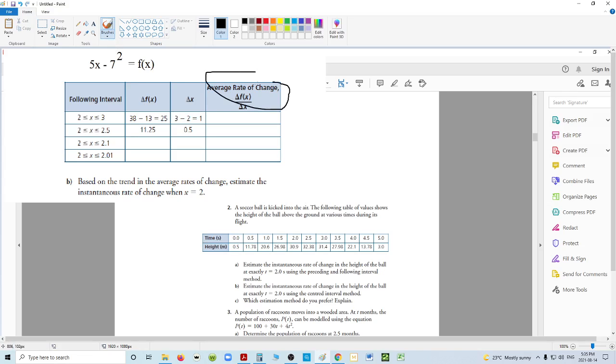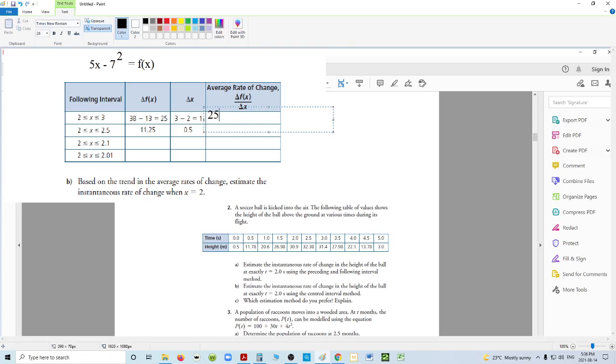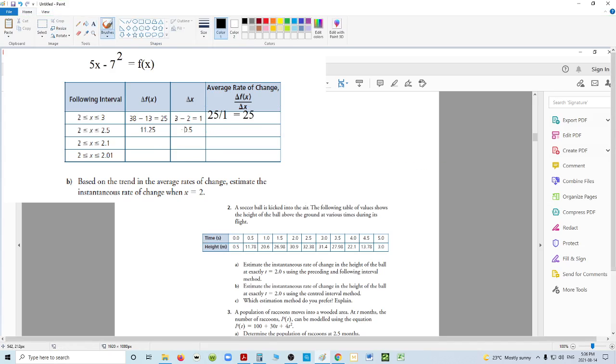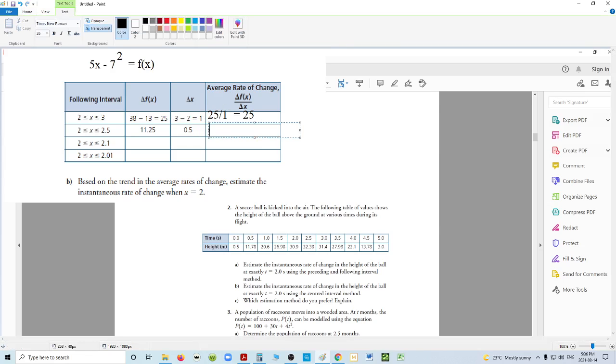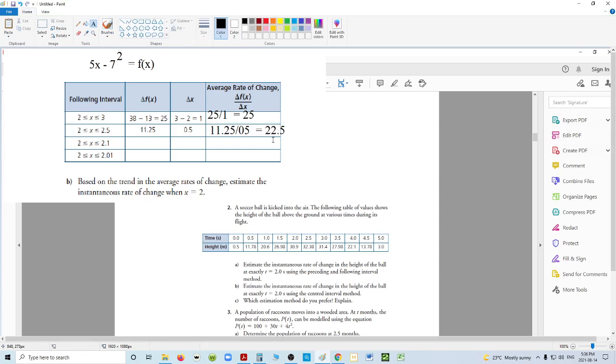And what's the average rate of change? What's our delta y over delta x? And delta f of x is the same as delta y. Well, it's 25 over 1, which is, of course, 25. So that one gave us 25. What about this next one? This next one you see here, they've calculated the delta y already and the delta x, and they get 11.25 divided by 0.5, which is equal to 22.5. So we're going down from 25 to 22.5.